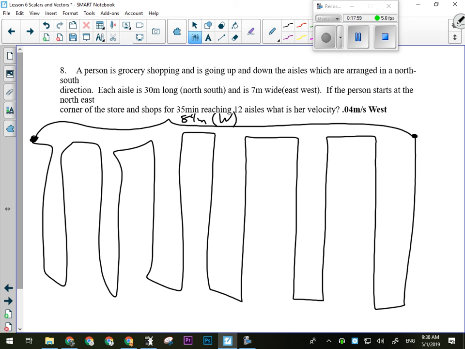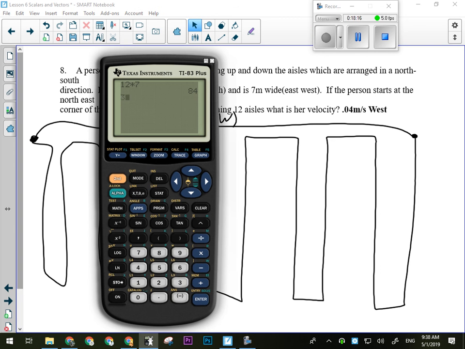Okay, so if I want to figure out their speed or their velocity, sorry, in meters per second, I just have to multiply this number by, it's in minutes right now. If I want it in seconds, I multiply by 60. Okay, because it's in minutes, not hours. All right, so 35 times 60. All right, there's my time, 2100 seconds.